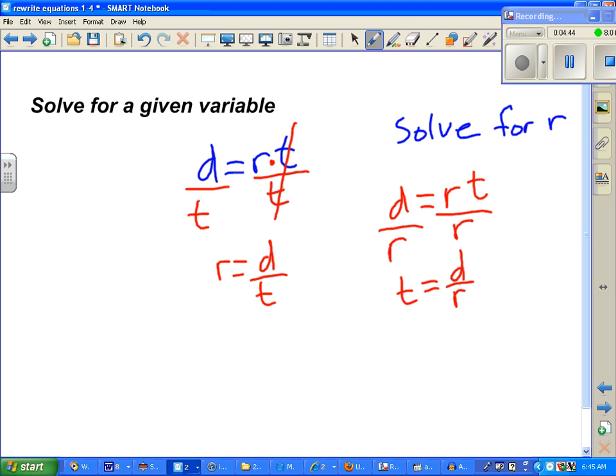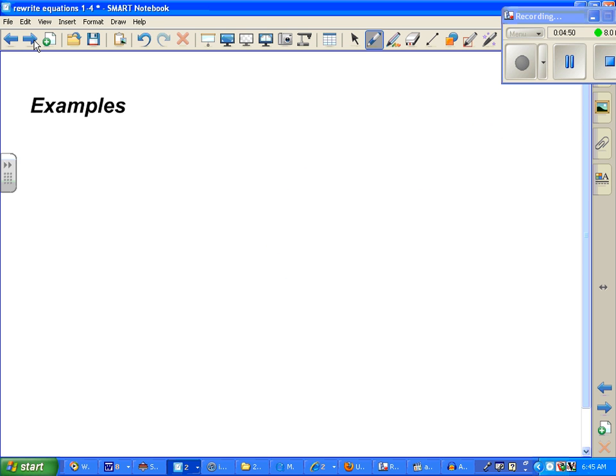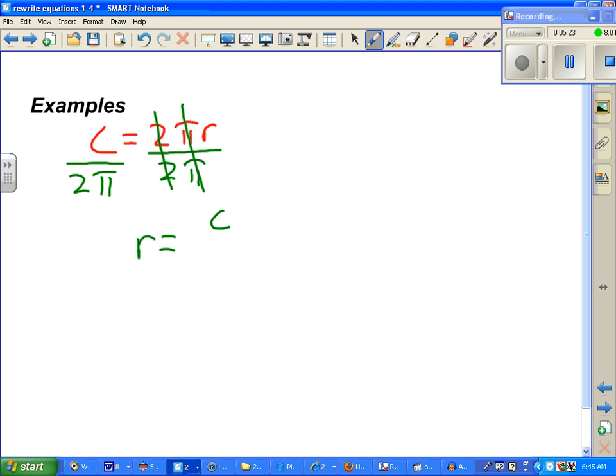Let's go through some of the examples in your book here. Example 1. They have circumference equals 2 pi r, and they say solve for r. Well, everything in here is multiplication, right? So let's take care of everything all at once. I need to divide by 2 because that'll be 1. And I need to divide by pi because that'll be 1. Well, if I do it on one side, I've got to do it on the other side. I'm left with r by itself, and that's going to equal circumference divided by 2 pi.